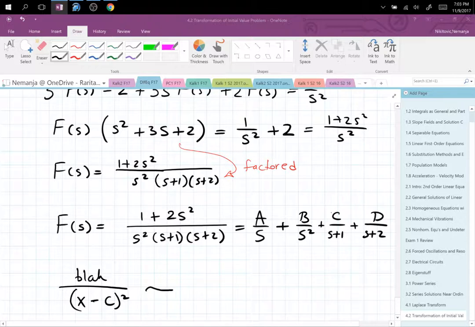I'm writing the rule for partial fraction decomposition. So when you have a linear repeated, so it's a square.